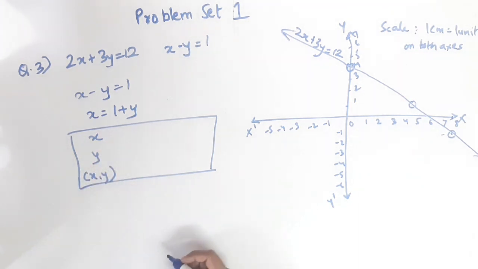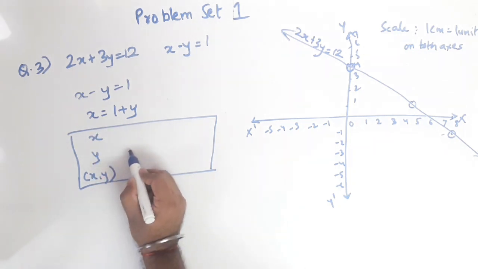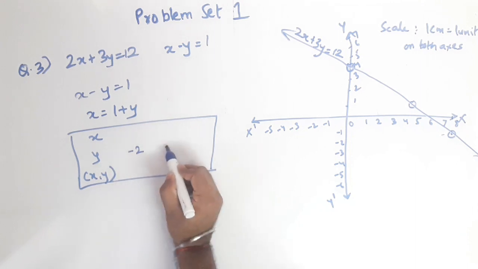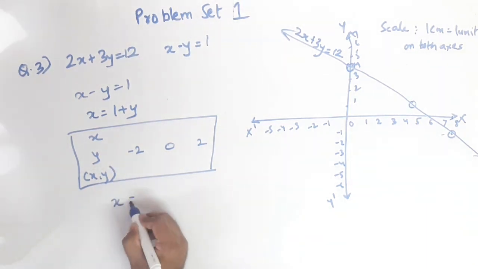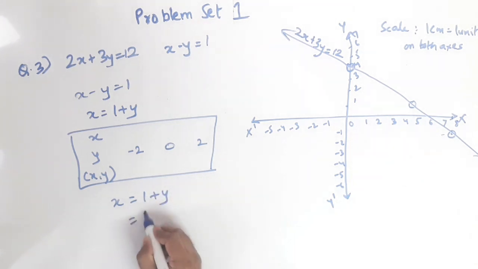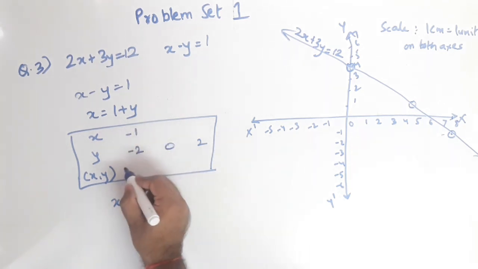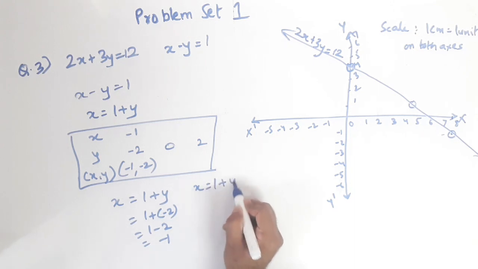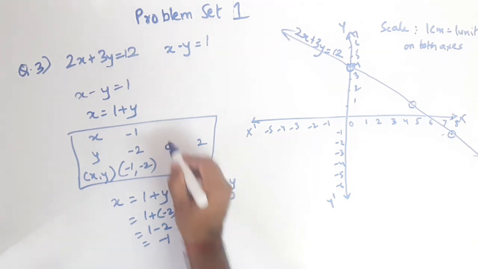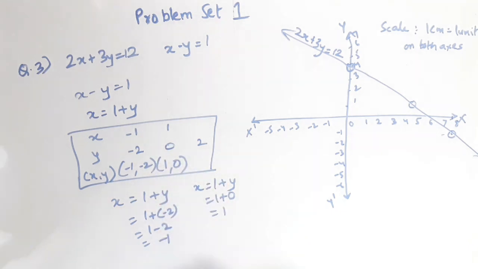x equals to 1 plus y, I can write. Okay, then x we have to solve, so I'll write y as, say, minus 2. I'll take this 0, this as 2. Now here x equals to 1 plus y, so I can take 1 plus minus 2. This becomes 1 minus 2, so minus 1 I'll get. Okay, I got the point -1, -2. Then I'll take x is equal to 1 plus y, 1 plus 0. So I got 1, 1 comma 0.